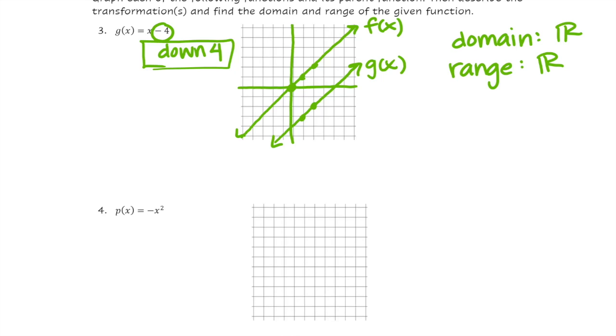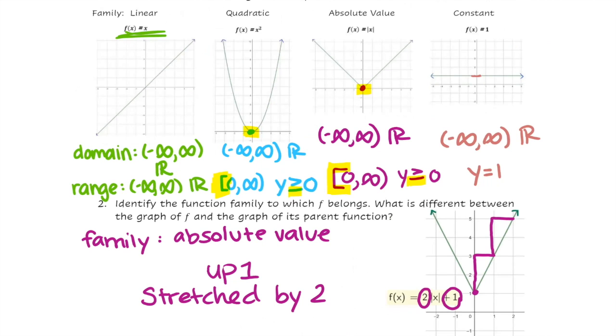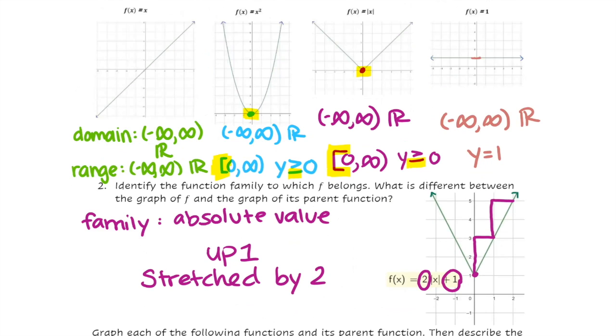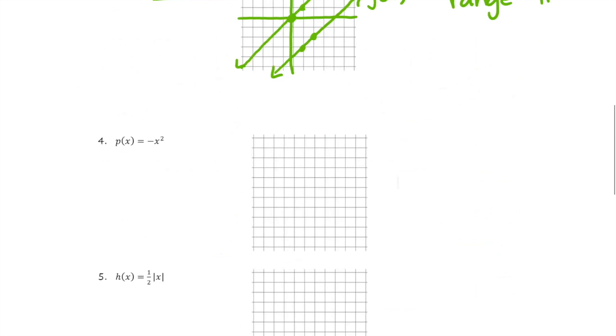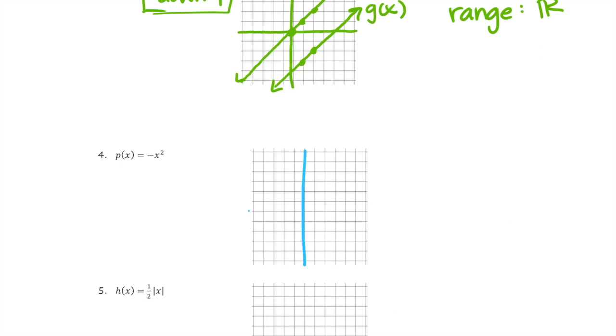Let's look at number 4 here, negative x squared. That has to do with our quadratic parent function. Based off of that, let's draw the parent function first. Parent function hit at 0, 0, 1, 1, it hit 2, 4, negative 1, 1, negative 2, 4. Okay, so that was our f of x, our parent function.